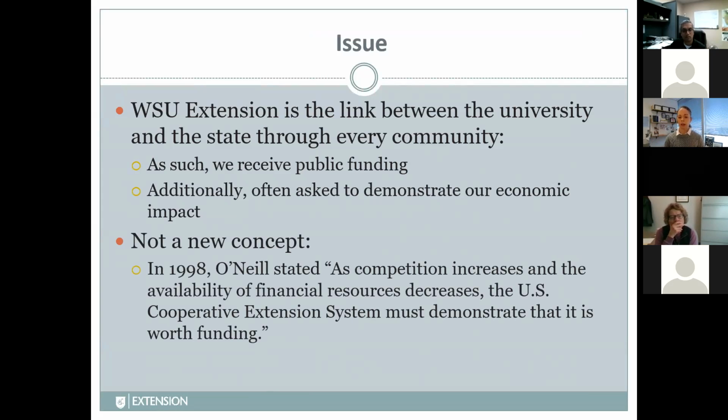No single county is necessarily doing exactly the same thing that the county next to it is doing. And so this concept, though, obviously isn't a new one. Deborah dealt with it back in 2008. There's an article in the Journal of Extension in 1998 that stated, as competition increases and the availability of financial resources decreases, the U.S. Cooperative Extension Service must demonstrate that it's worth funding. So these issues and these concepts are coming up over and over again. And so we really sat down and said, is there a way that we can start to more accurately demonstrate the impact that extension is having across the state? And we felt the best way to do that would be to do it county by county.